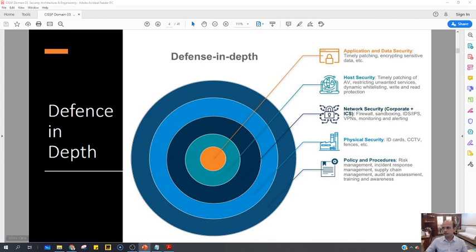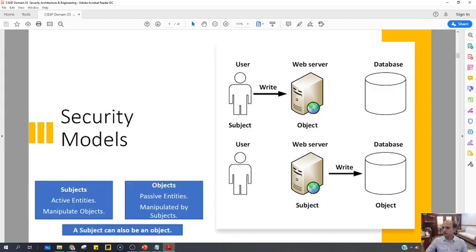Security models. Whenever we say security models, we have a subject to which we need to give some privileges, and an object which we need to secure. Like any particular user who is going to access your portal or your website, in that case he is a subject, and that particular portal is an object.